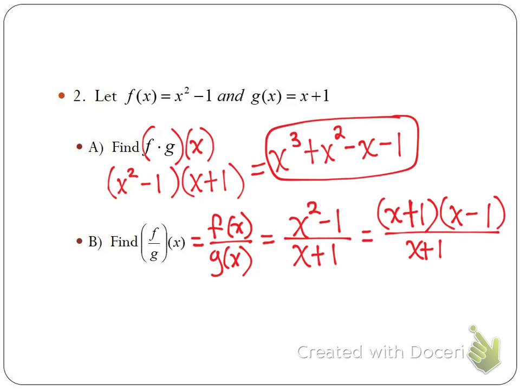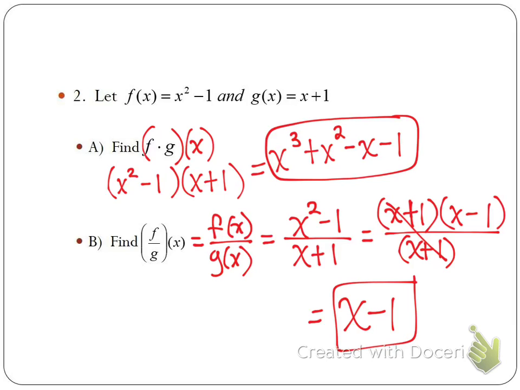And what do you think is going to cancel out? The x plus 1s. If we put those binomials in parentheses, this binomial matches exactly on the top and the bottom. That means they reduce to a 1. So what are we left with? X minus 1.